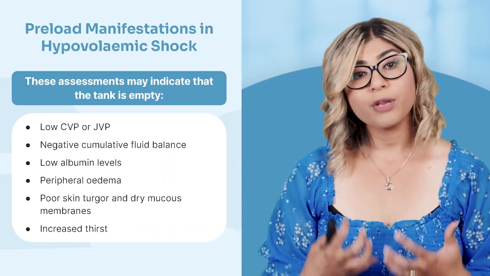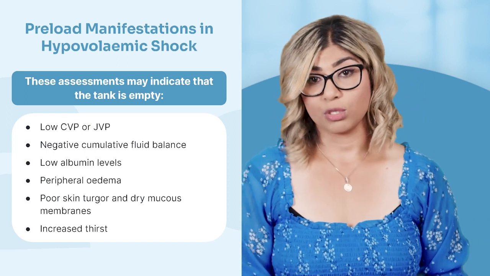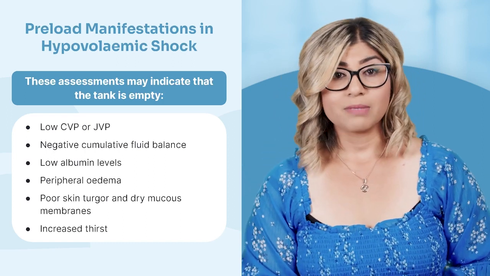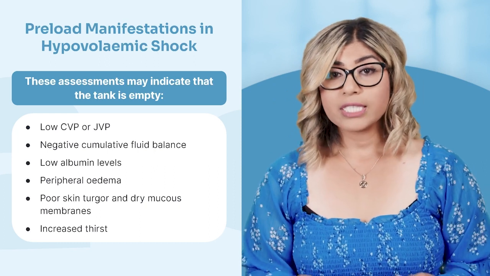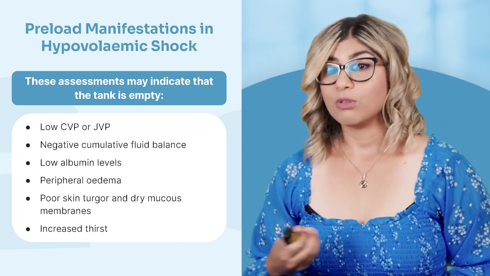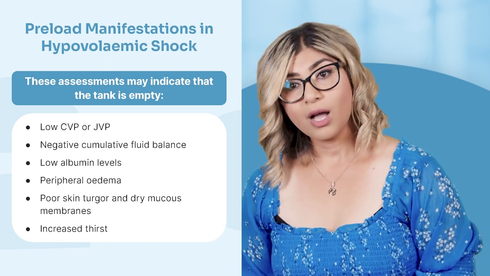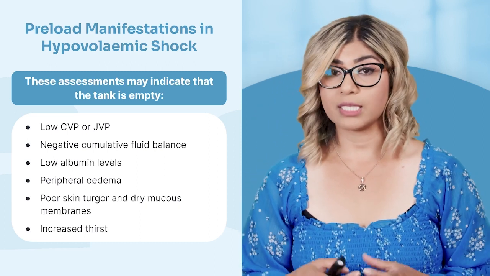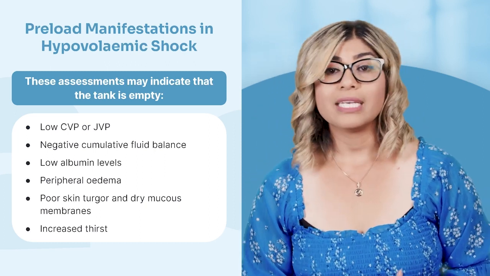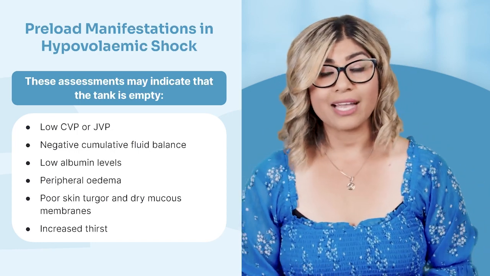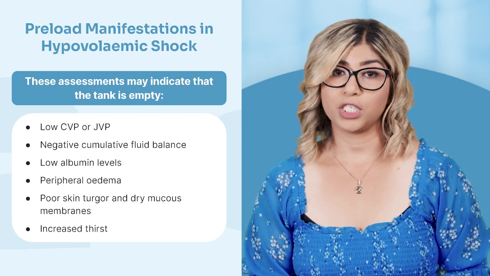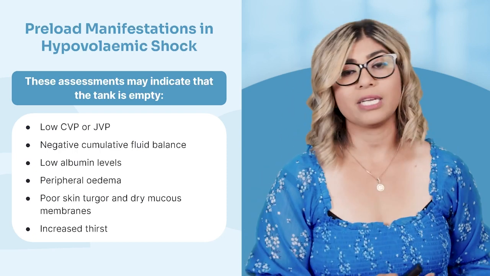What do the preload manifestations in hypovolemic shock look like? These assessments may indicate that the tank is empty: a low central venous pressure or low jugular venous pressure, highlighting a reduction in intravascular volume. There could be a negative cumulative fluid balance, which takes into account the overall fluid status of the patient. So maybe this patient has been really diuresed.